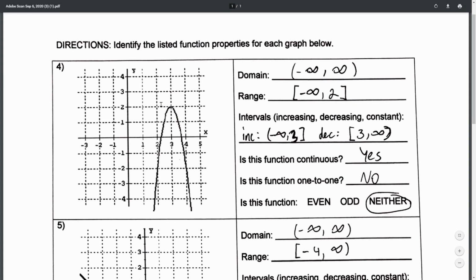So let's look at the domain for this graph. This would be from negative infinity to infinity. Again, those are all your x values. Range would be from negative infinity up until 2. The function would be increasing from negative infinity all the way until x equals 3. And then from x equals 3 to positive infinity, the function would be decreasing.